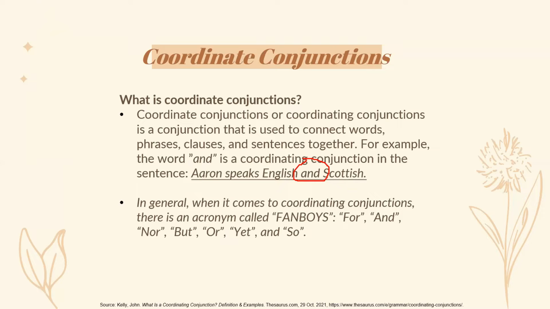Why does the word and act as a conjunction? Because it connects the two words, that is English and Scottish. Therefore, we can say that the word and here is the coordinating conjunction. And in general, when it comes to coordinating conjunctions, there is an acronym called FANBOYS. F is for, A is and, N is nor, B is but, O is or, Y is yet, and S is so. So that is the explanation about coordinating conjunctions.